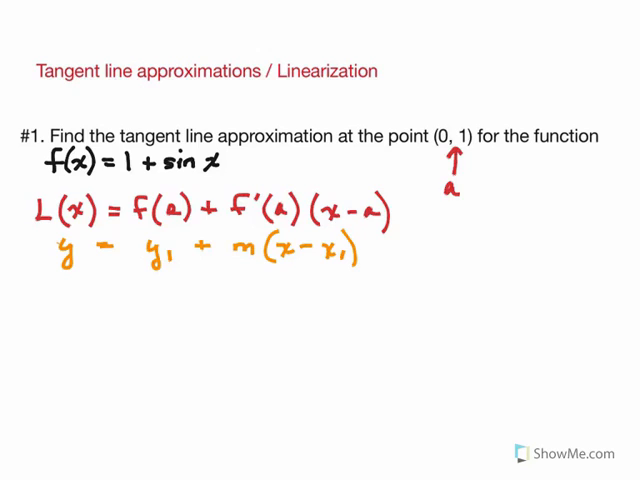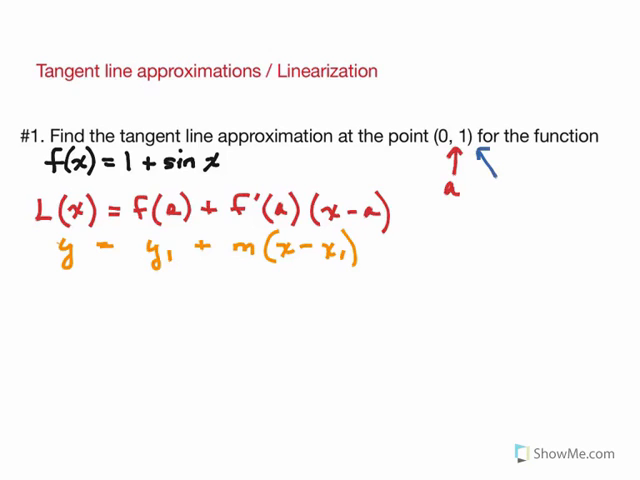There's a couple things that we're going to need. We know what a is at this point. It's 0. We're trying to find the tangent line approximation for 1 plus sine of x at the point 0, 1. So we know a. We need to find f prime of a and f of a. So let's do each of those first.